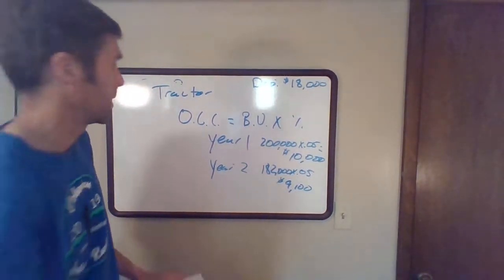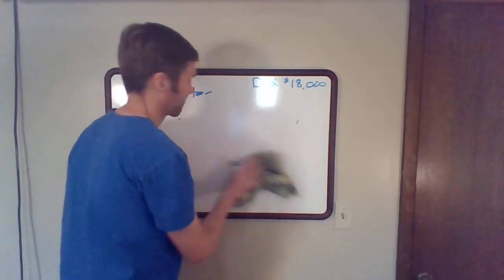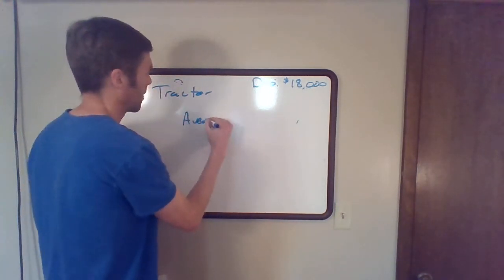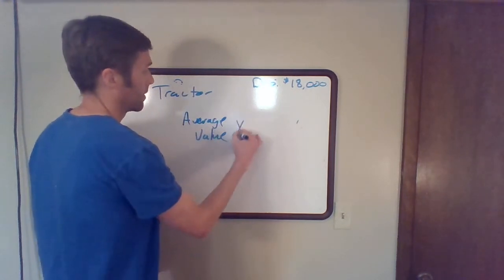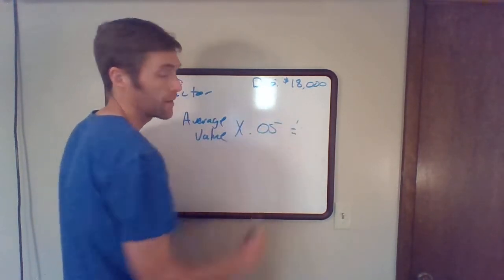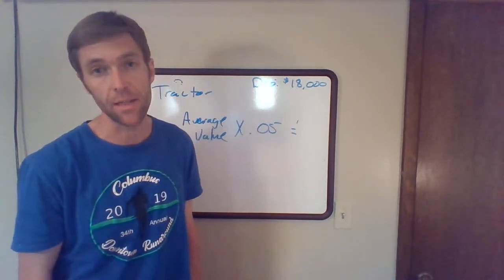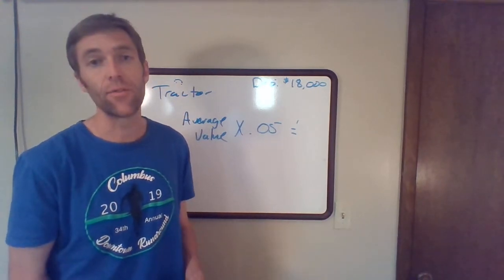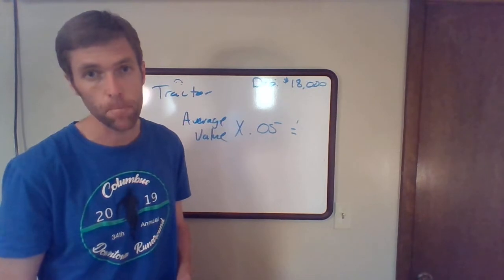Or I could say, take the average value times the interest rate, and that gives me the average opportunity cost of capital, which is going to be 1/10 of what our opportunity cost of capital would be over the life of the asset.